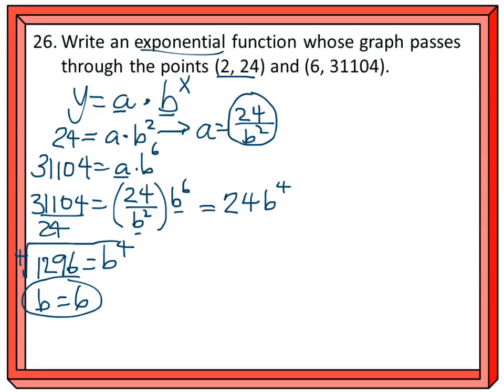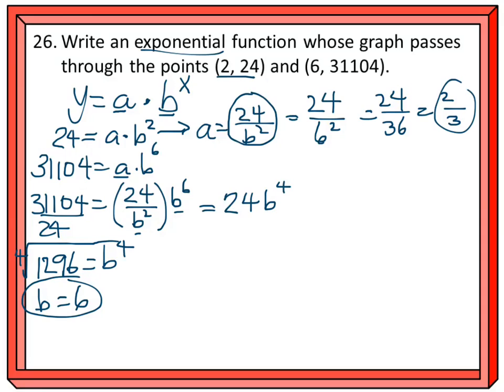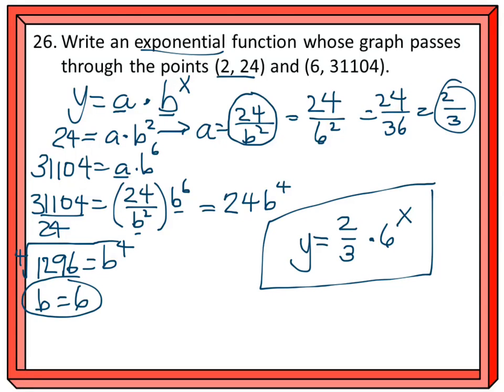Now in order to find our a value, just plug b into this equation that's circled right here: 24 over, my b is 6, 6 squared, that's 36, 24 over 36, that's divisible by 12, which is 2/3. So now I have my a, I have my b. Let's go ahead and write our function then. y is equal to a, which is 2/3, times b, which is 6, raised to the x power. And here's my exponential function through these 2 points.